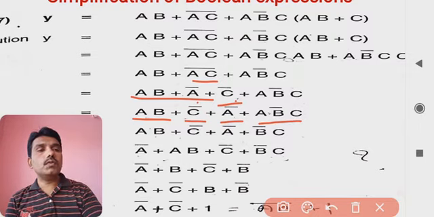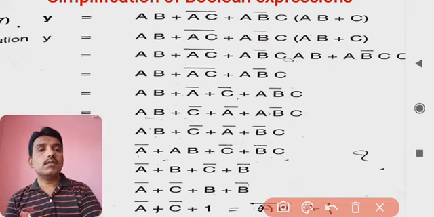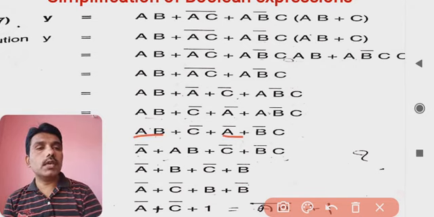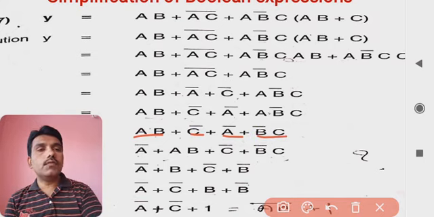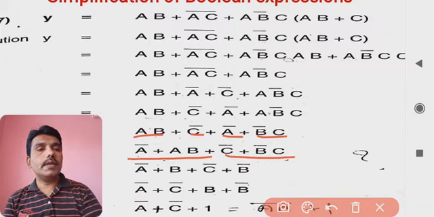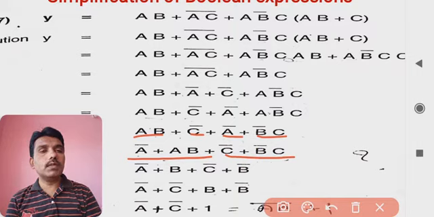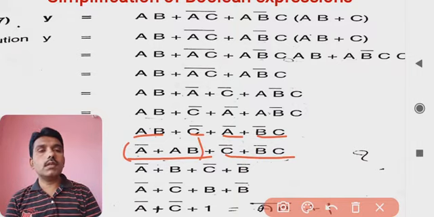Again we will use the same law I mentioned, law number 14. Here we will take AB nearer to this A complement, and this C complement with this B complement C. If we rearrange, reshuffle, we get A complement or AB or C complement or B complement C. So with this again we have law number 14, that is first variable plus complement of that variable.